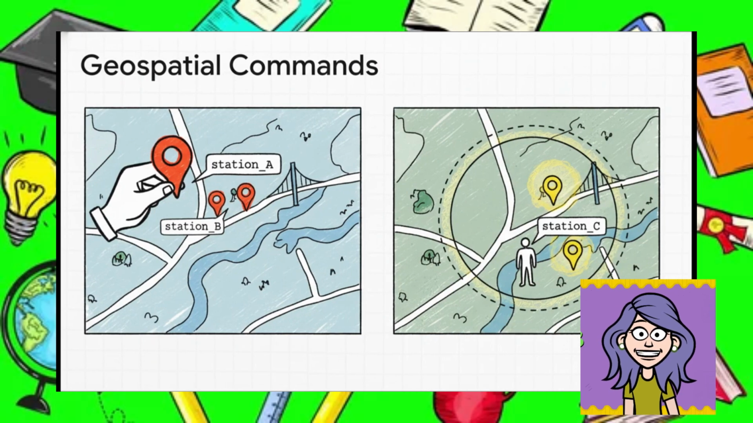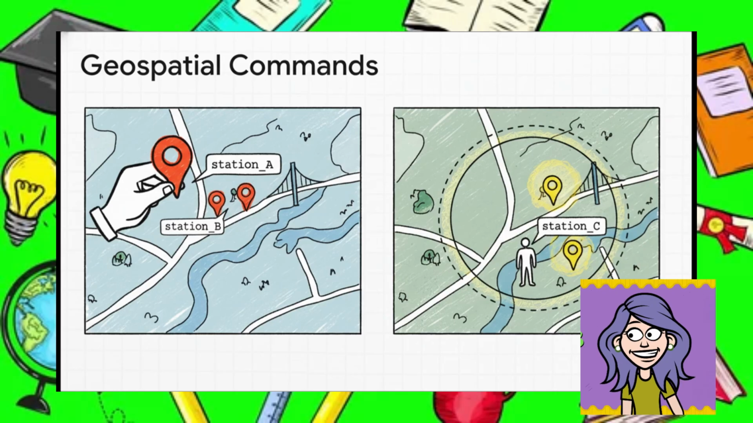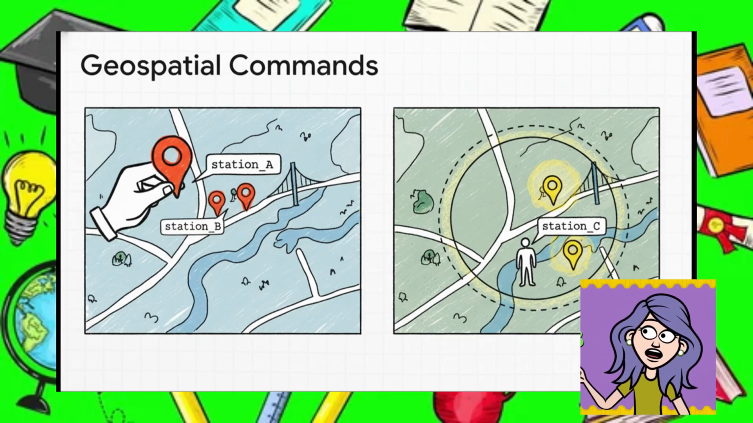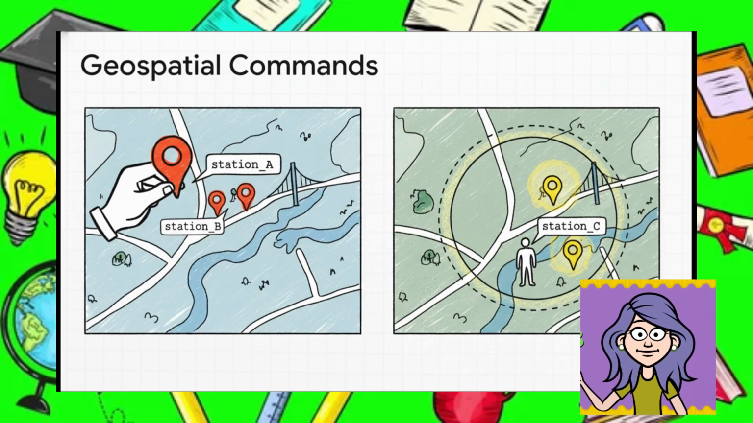And the commands themselves are so intuitive. You just use geoadd to add a location to your index along with its coordinates, and then you use geosearch to find everything within a certain radius of another point. It's just a really elegant solution to a very common problem.